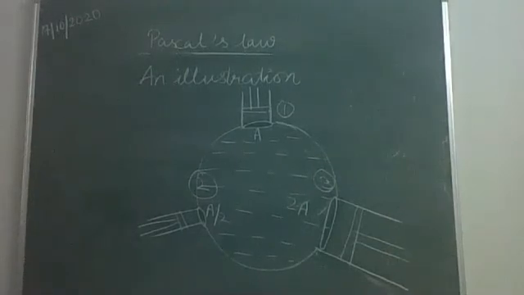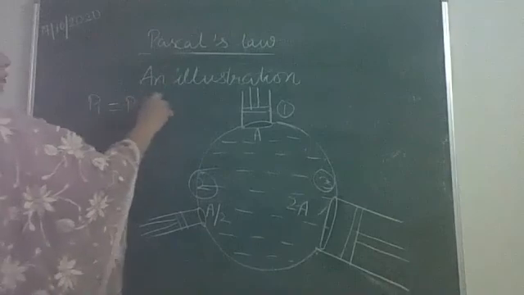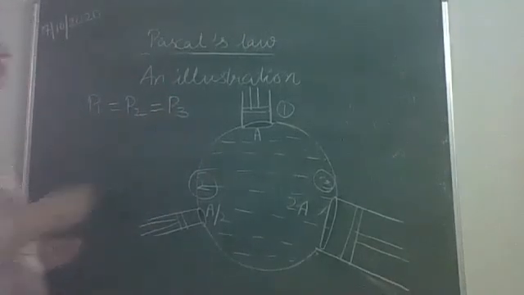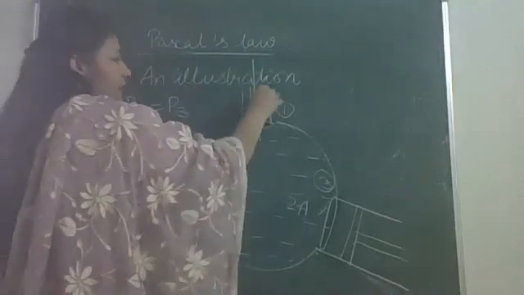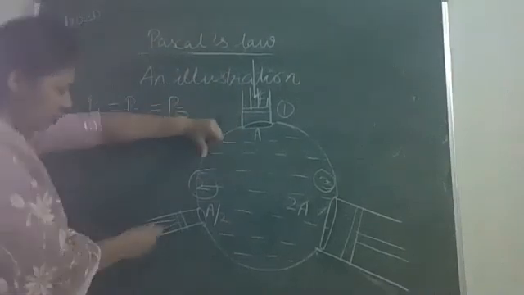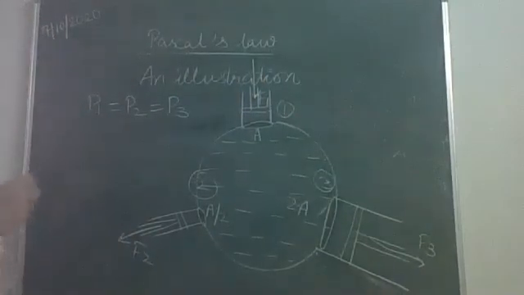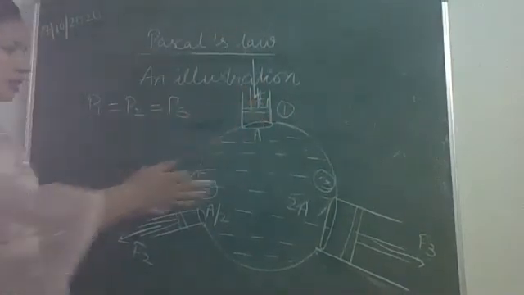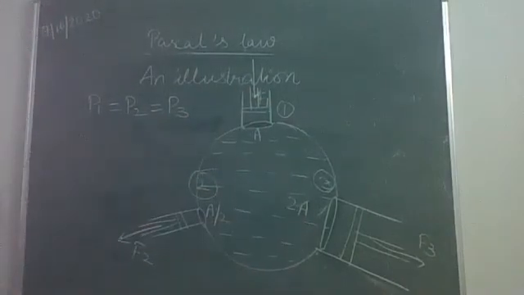Let us calculate pressure at first point. According to Pascal's law, pressure at all these 3 points will be the same. If I suppose push this piston inwards with a force F1, मैंने इस पिस्टन को इनवर्ड्स पुश किया, तो ये जो 2 पिस्टन्स हैं ये आउटवर्ड आ जाएंगे with forces F2 and F3. This is an illustration of Pascal's law. मैंने इसको इनवर्ड प्रेस किया तो ये दोनों आउटवर्ड आ गए, because same pressure will be acting on 3 places.